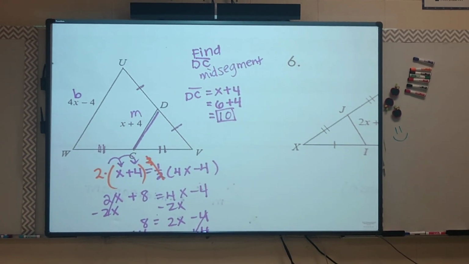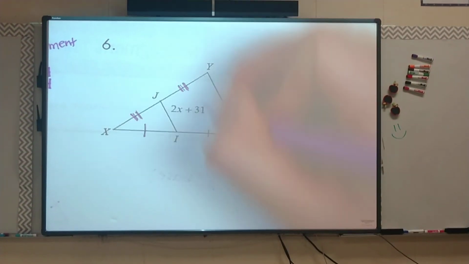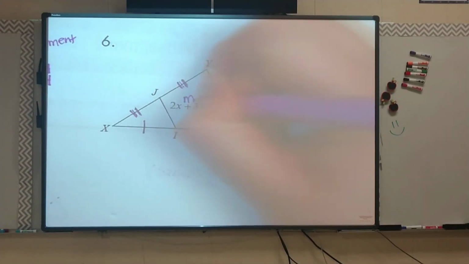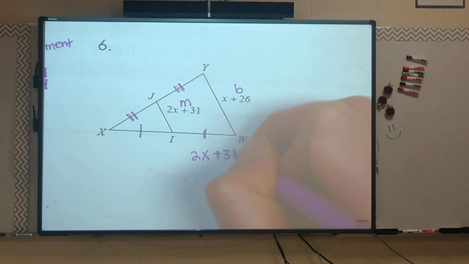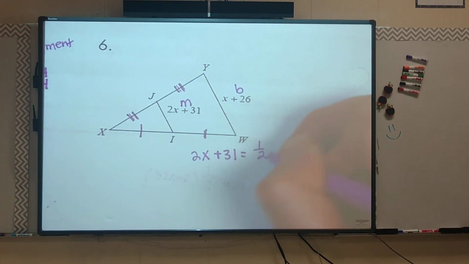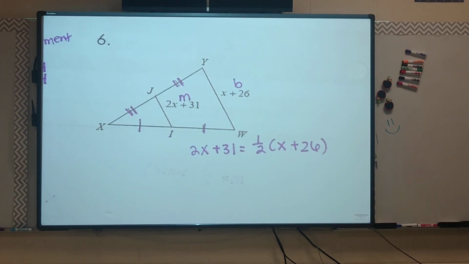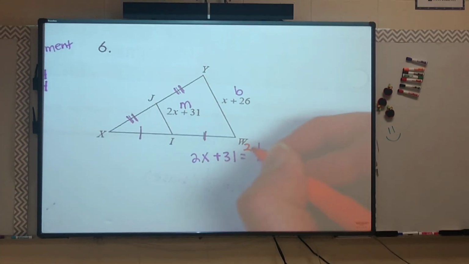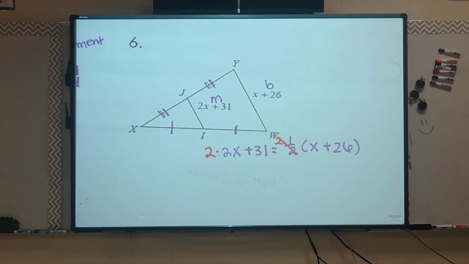All right, let's talk about number 6. So on this guy, same scenario, bisected on both sides. That means this guy's my midsegment, the other guy's my base. Take my midsegment, 2x plus 31, set it equal to half of my base, x plus 26. Then I'm going to multiply both sides by that 2 to get rid of it. But what I do to one side, I have to do to the entirety of the other.